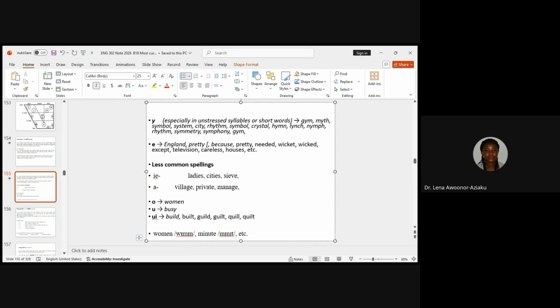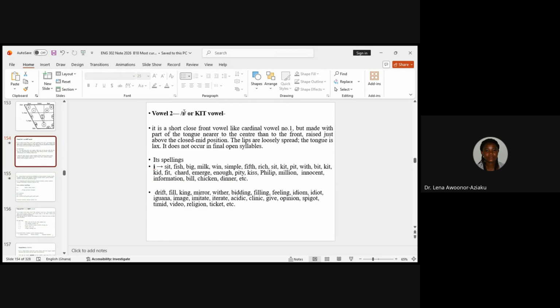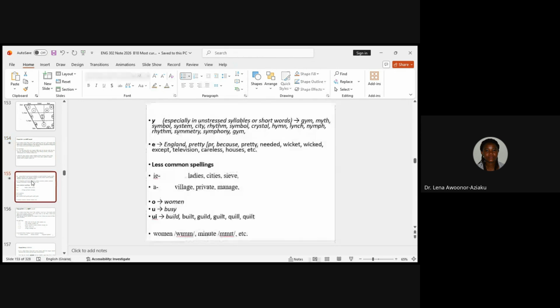will be transcribed like PR. So let me do it just for that one. So you have pretty, where is it? Then you replace it with this. So instead of pretty with a kit vowel, you change it, and this is what we call the happy vowel, as in the word happy.